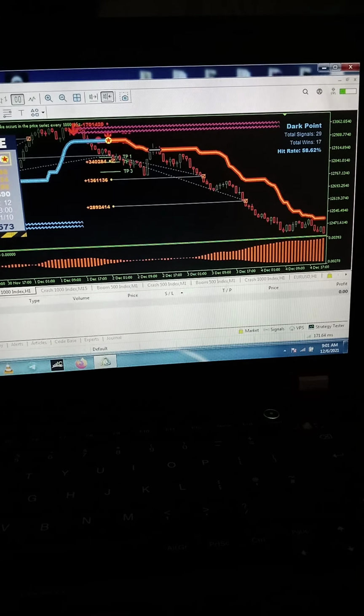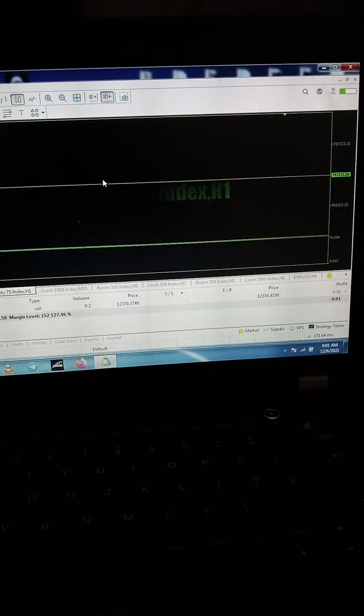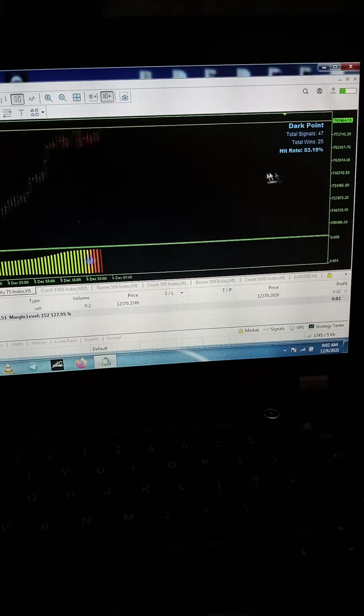Let me put any of these volatilities. Let me say volatility 75. Let us see how it will help your life. It's very strong. What you can do is just to get this indicator and stop complaining.